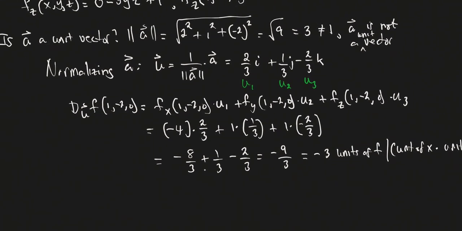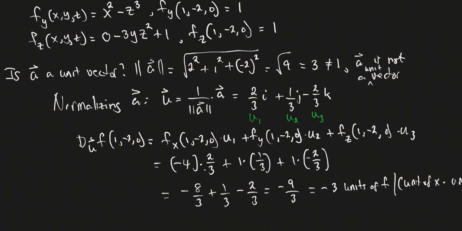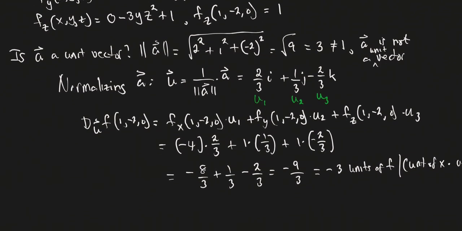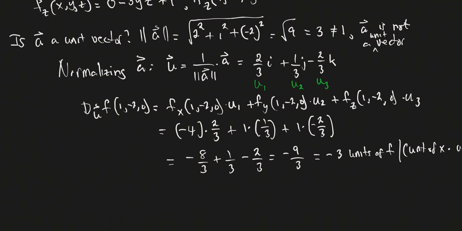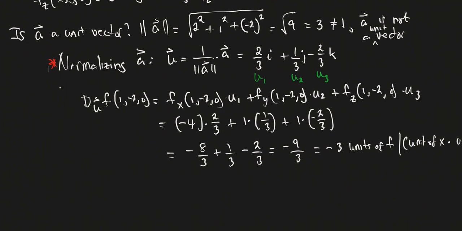And this, I would say, represents a fairly standard, typical type of question where you might have this extra step of normalizing because the direction that's given is not a unit vector. All right. Okay.